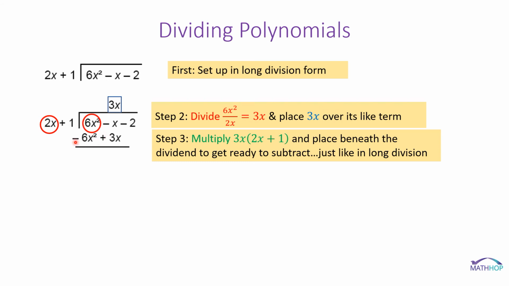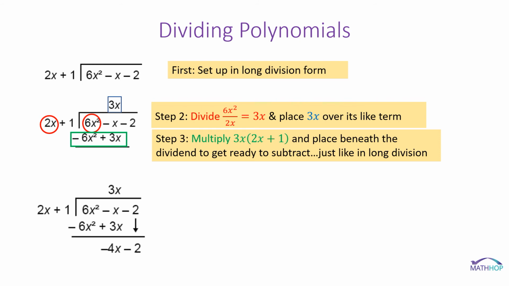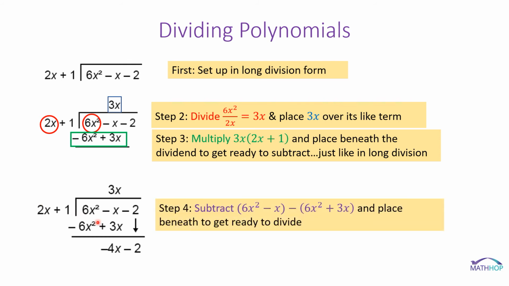Now we're going to get ready to subtract. So we're going to place our subtraction sign, and just like in long division, we are going to subtract 6x squared plus 3x from 6x squared minus x. All right, let's show the result, and then we'll talk about what we did. Okay, when we subtract, be very, very careful. When you subtract 6x squared minus 6x squared, that's easy, that's 0. But negative x minus 3x is negative 4x.